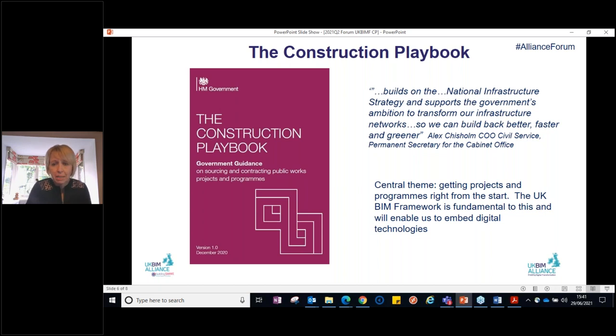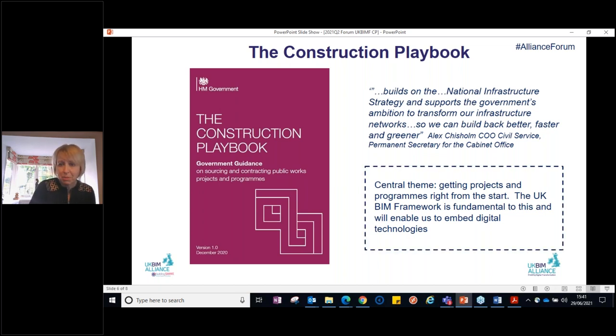So the construction playbook was published in December 2020. And the foreword, I've just extracted some information from the foreword there. So the construction playbook builds on the National Infrastructure Strategy and supports the government's ambition to transform our infrastructure network so that we can build back better, faster, and greener. And a central theme to the construction playbook is getting projects and programmes right from the start.